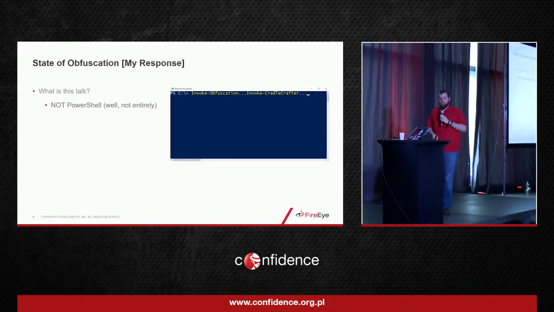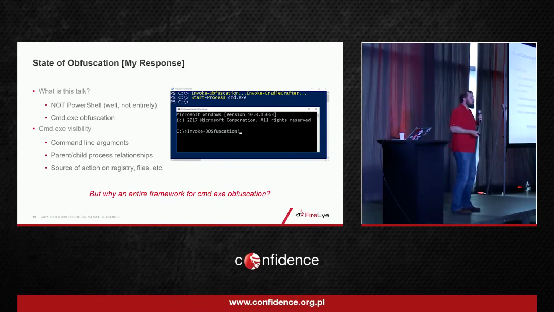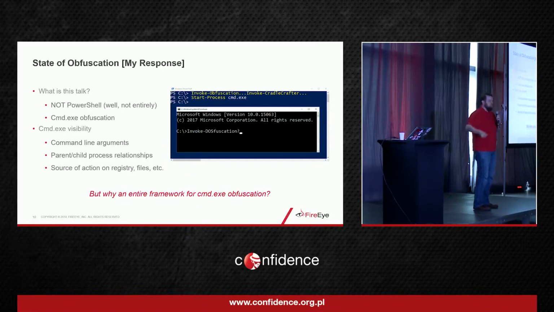So this talk has nothing to do with PowerShell. It's all about command.exe obfuscation. And traditionally, when I talk to a lot of defenders about detecting suspicious command.exe, well, command.exe is super common. It's in everything. Everything calls it. It's running all the time. And most defenders will write rules based off of command.exe being a process and its arguments contains A, B, or C, something like that. But you can also look at it from a parent-child process relationship.